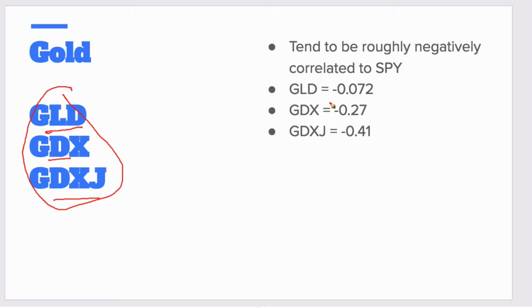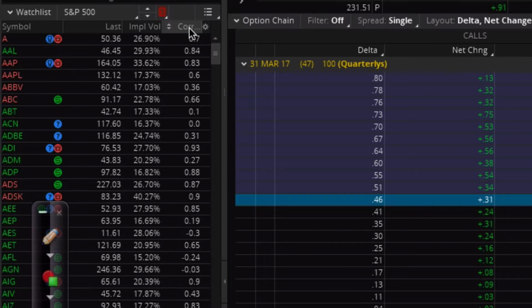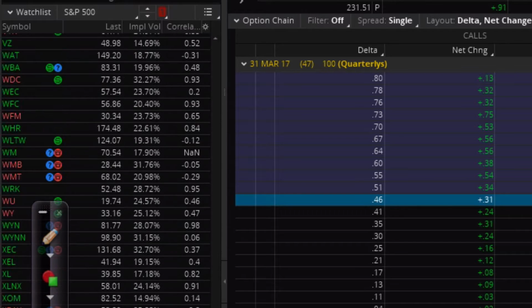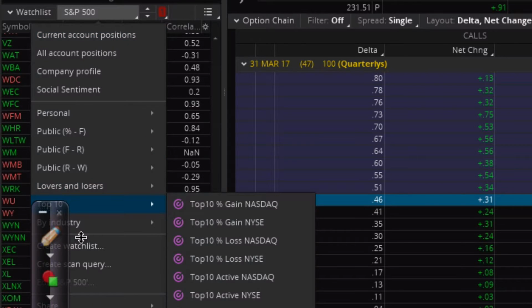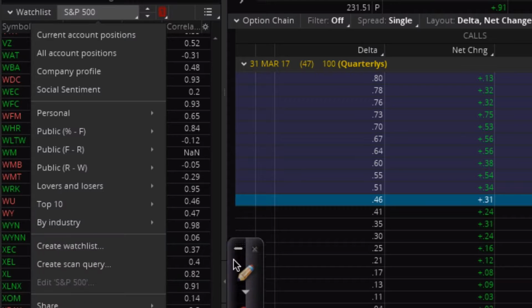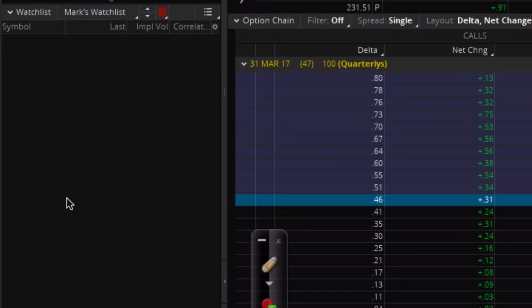Let's look at the correlations. So GLD, it says 0.072. That doesn't seem right. So let me go to Thinkorswim and we'll look at how we can do this. In the watch list over on the right, if you've added correlation, scroll all the way down to the bottom. Actually, let's create ourselves a new watch list. So go up here to where you've got that S&P 500, and down here, just go to create watch list. Just give it a name. I'm just going to call it Mark's watch list. And click save. Okay, and that'll clear it out.